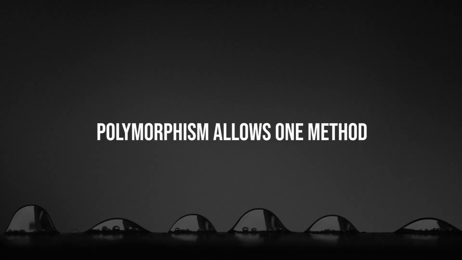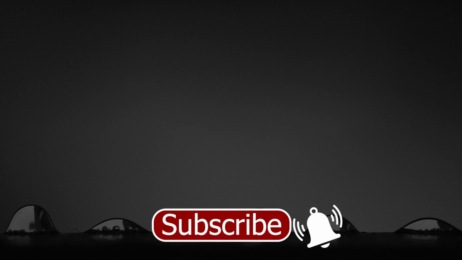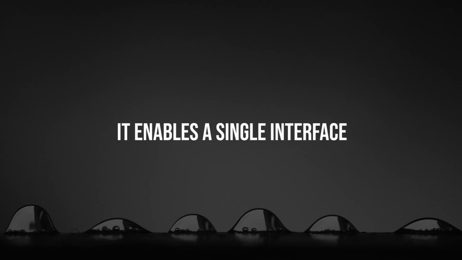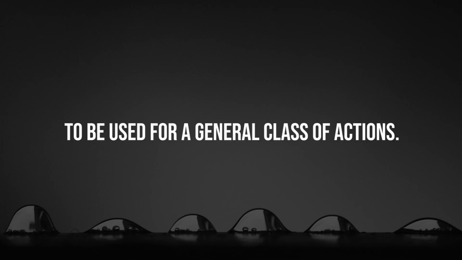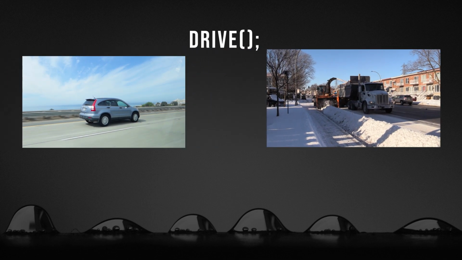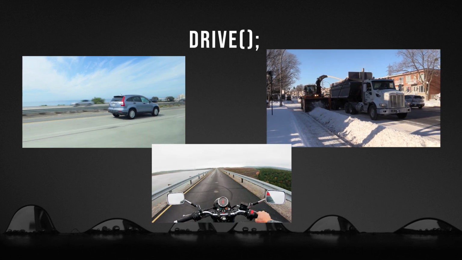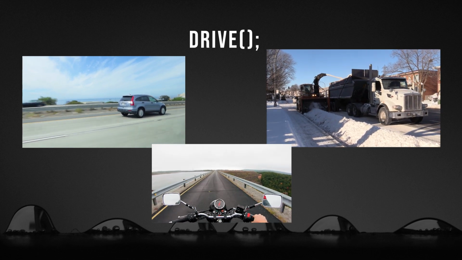Polymorphism. Polymorphism allows one method to do different things based on the object it is acting upon. It enables a single interface to be used for a general class of actions. Imagine a drive method, whether it's a car, truck, or motorcycle. They all have a drive method, but they may behave differently when called.